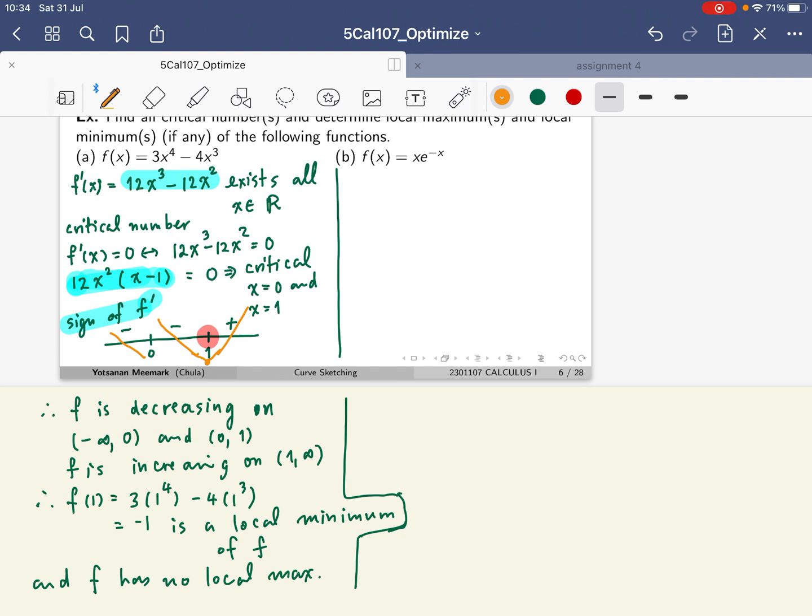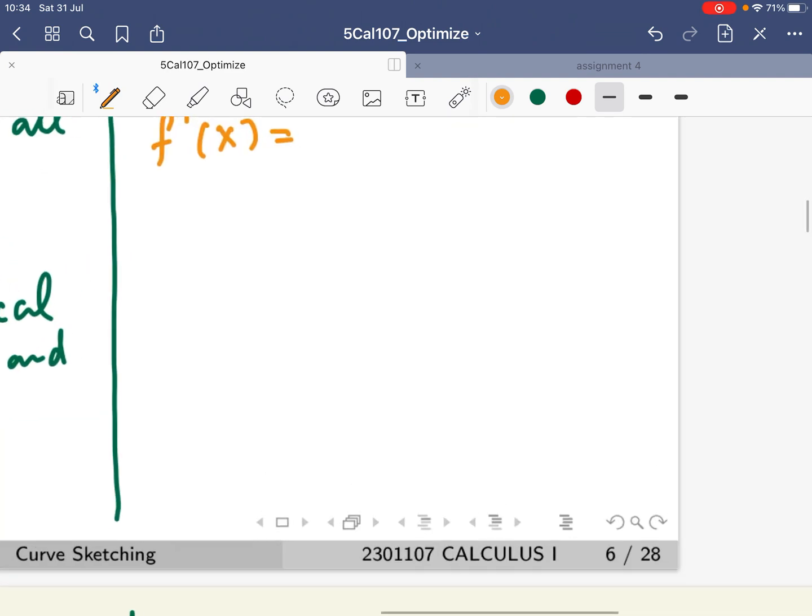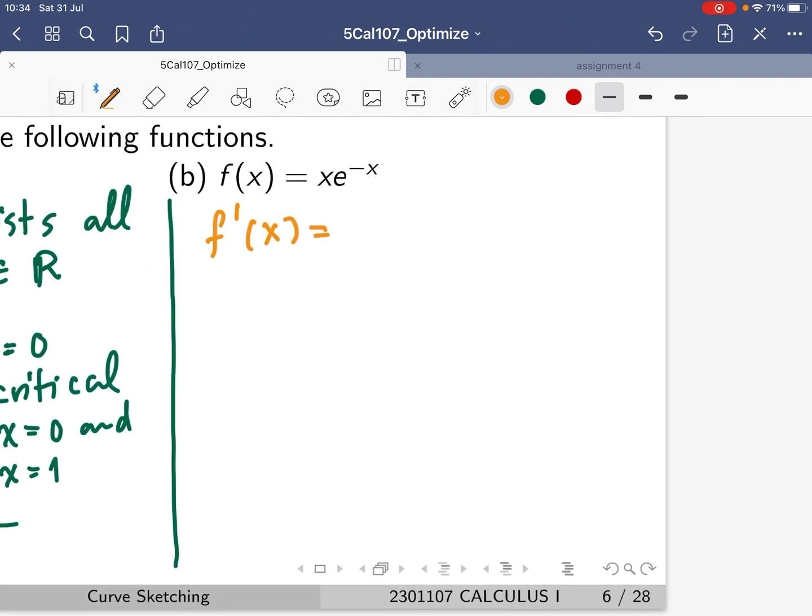So let's look at the second problem. What's your f prime? This time you need to use the product rule, right? It is the first derivative times the second plus the second derivative times the first, which is the x, right? So the derivative becomes 1. So here you are going to again pull out a common factor. So you have -x plus 1, we get. And don't forget that the exponential is always positive.